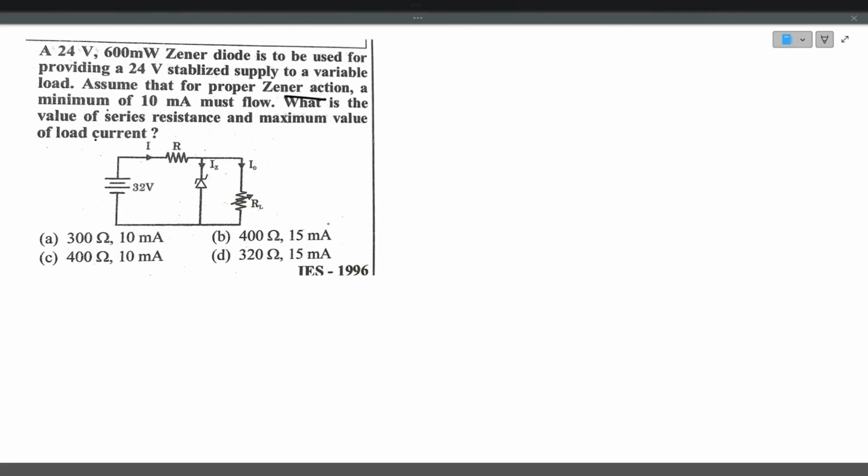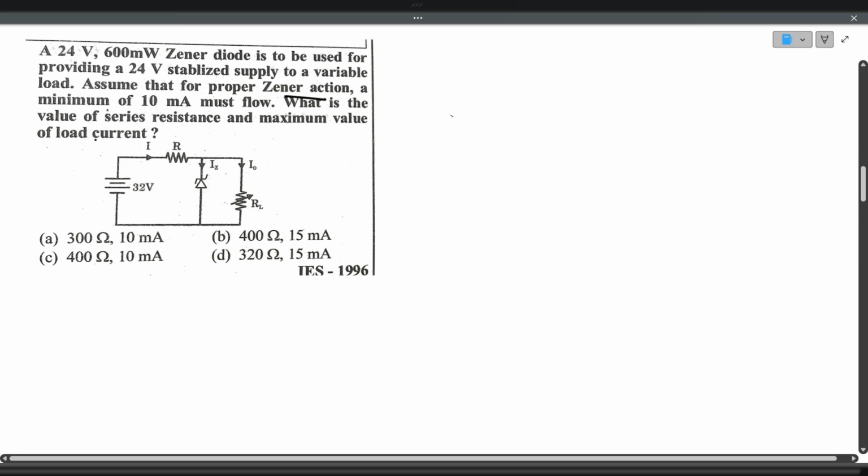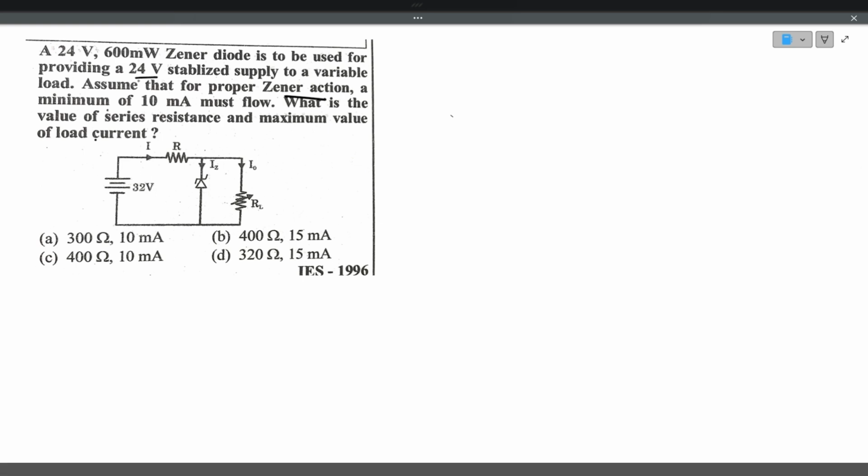Now we'll see the next question. A 24 volt 600 milliwatts Zener diode is used for providing a 24 volt stabilized supply. So the output voltage is 24 volt, and he's telling the Zener voltage is also 24 volt. Assume the proper Zener action, a minimum of 10 milliamps must flow. So 10 milliamps is the minimum current that is supposed to flow through the Zener diode. That is nothing but IZ minimum, the minimum current to flow through the Zener diode.